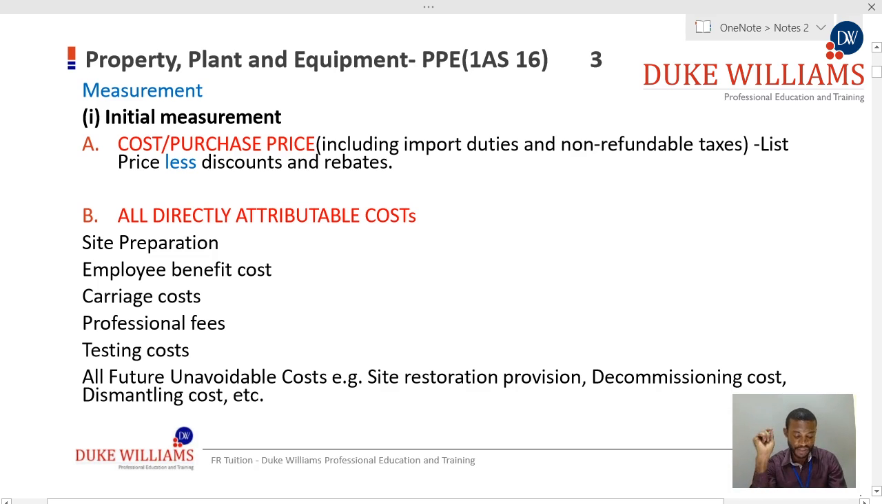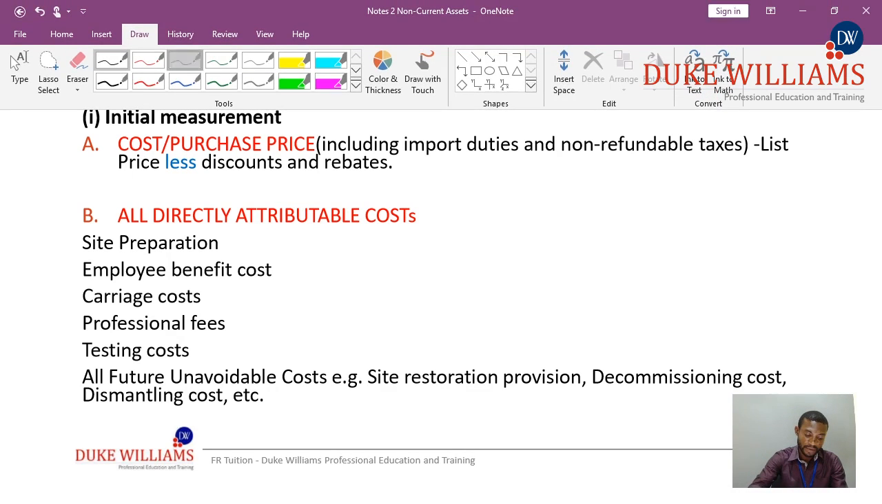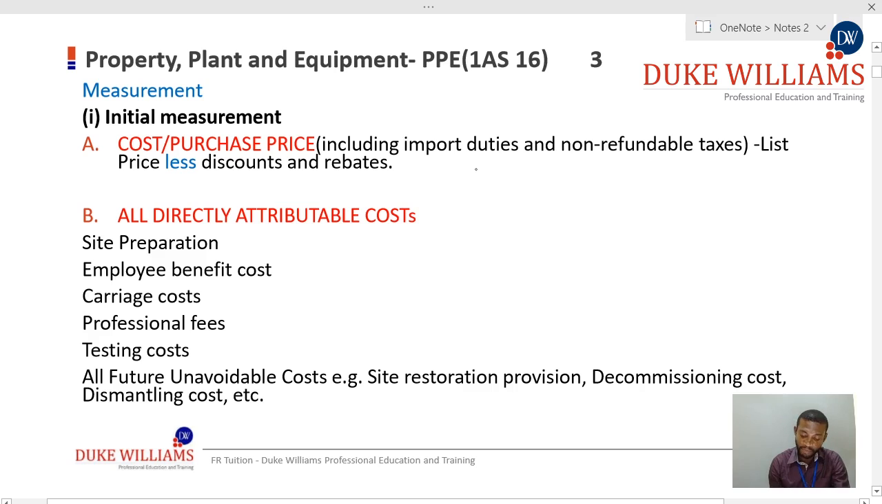Initial recognition, what we say is that initial measurement, we measure at cost. We measure at cost, and cost means the purchase price, and if it is an imported asset, we add import tax, and this import tax should be non-refundable. Now, discounts which are allowed will be deducted from the purchase price. Discounts and allowances like rebates will be used to reduce the purchase price.